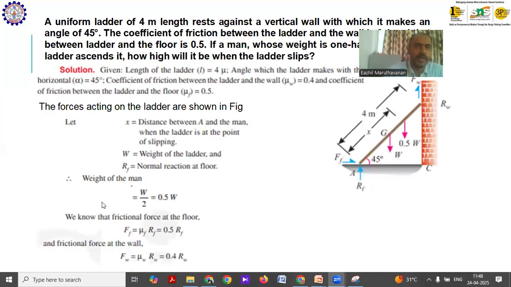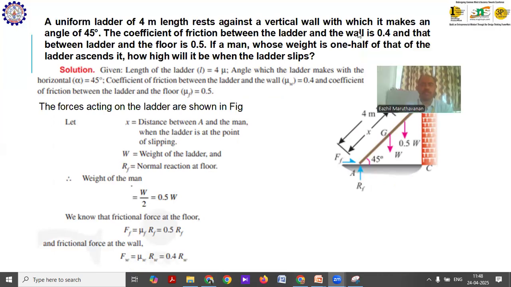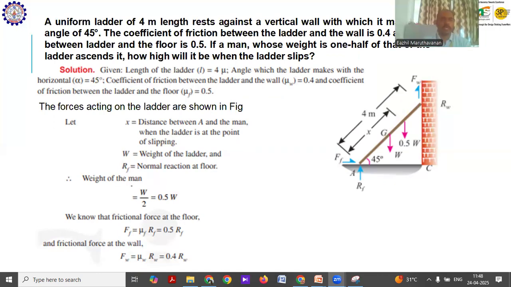A uniform ladder of 4-meter length rests against a vertical wall, with which it makes an angle of 45 degrees. The coefficient of friction between the ladder and the wall is 0.5, and that between the ladder and the floor is 0.5. A man whose weight is half of that of the ladder ascends it. How high will he be when the ladder slips?